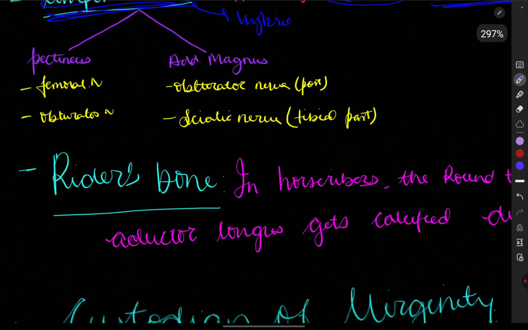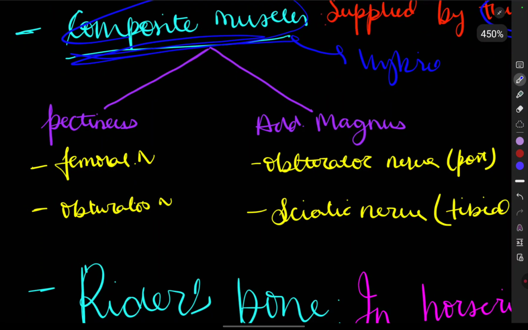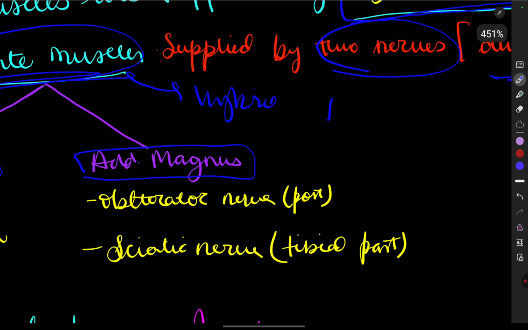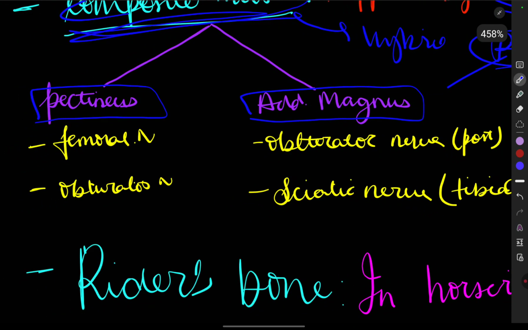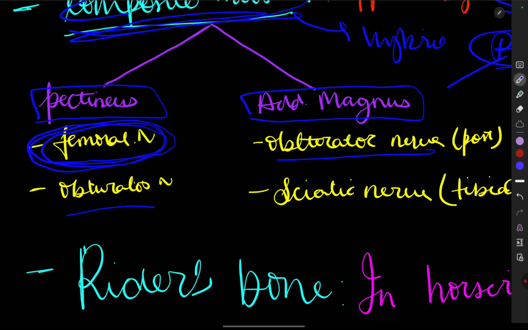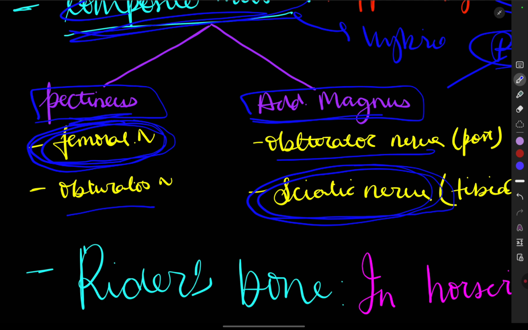So the composite muscles in the medial compartment of the thigh are the pectineus muscle and the adductor magnus muscle. How do you remember that? PAM: pectineus muscle and adductor magnus muscle, because there are two more adductors, the adductor longus and adductor brevis. So the obturator nerve is common, and the femoral nerve supplies the pectineus muscle, and the tibial part of the sciatic nerve supplies the adductor magnus muscle. The femoral nerve supplies the front of the thigh as well, and it also supplies the pectineus muscle.